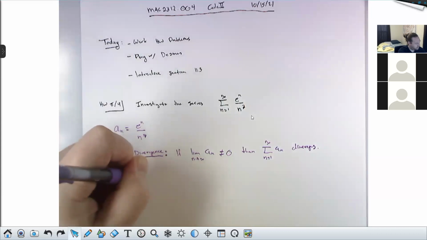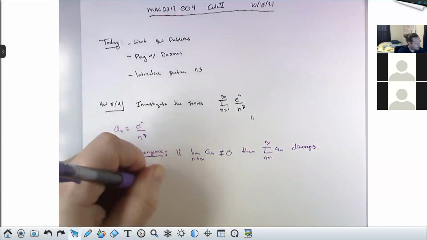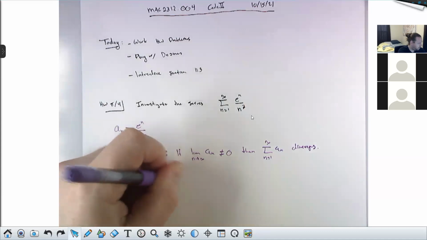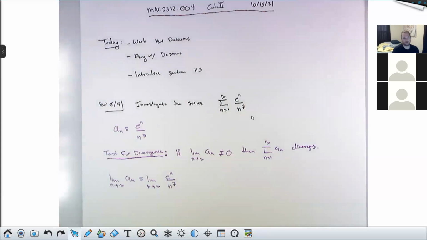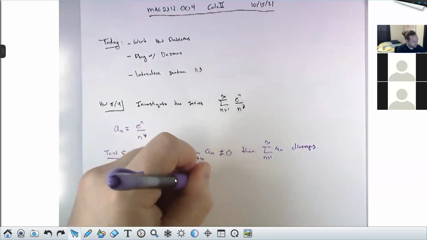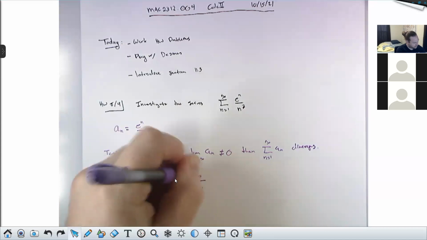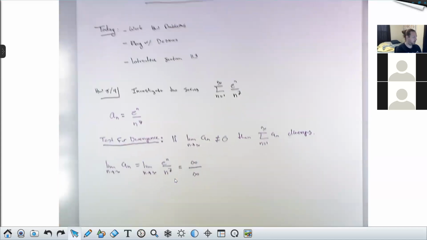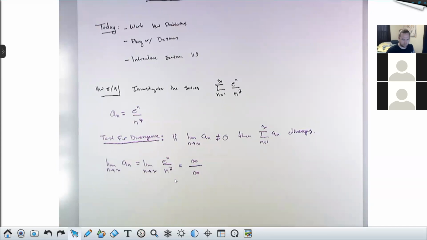The limit as n goes to infinity of a_n here is the limit as n goes to infinity of e to the n over n to the 7. All right, what does the top do as n goes to infinity? Goes to infinity as well. Right, e to the n just gets bigger and bigger and bigger, just like e to the x. What about n to the 7? Also goes to infinity. So I'm looking at infinity over infinity. Is that equal to 1? No, that's indeterminate. Very good.